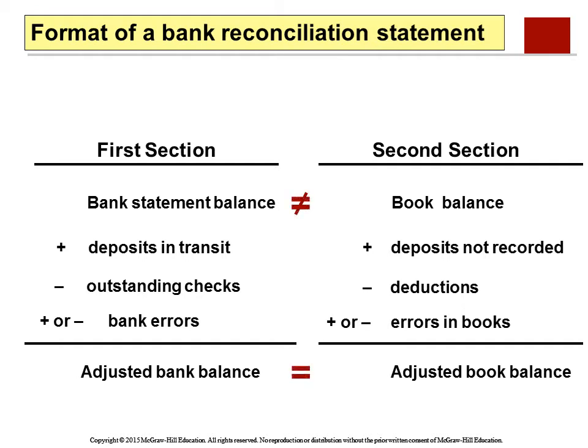So in total, initially, first section and second section don't balance. We have to make them balance so that the adjusted bank balance and the adjusted book balance are equal. If they are equal, it means you have reconciled your bank statements. You can account for every single dollar. You know which ones are not showing up. You know which ones will show up. You account for every single deposit in your bank statement. You account for every single charge on your bank statement, and everything is working out.